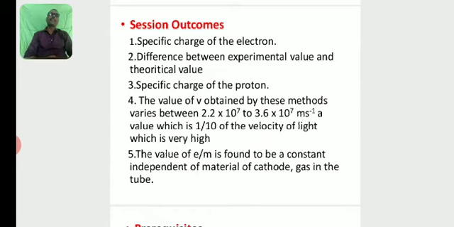Session outcomes: specific charge of the electron, difference between experimental value and theoretical value, specific charge of the proton. The value of v obtained by these methods varies between 2.2 × 10^7 to 3.6 × 10^7 meter per second, a value which is 1/10th of the velocity of light, which is very high. The value of e/m is found to be a constant, independent of the material of the cathode and the gas in the tube.